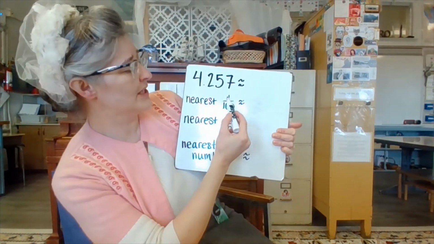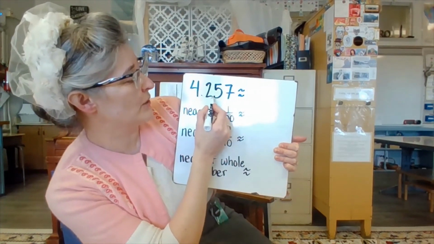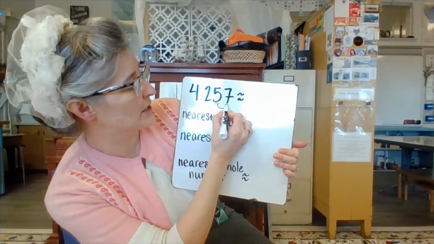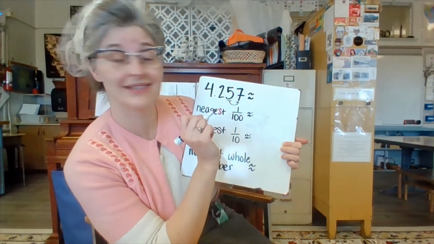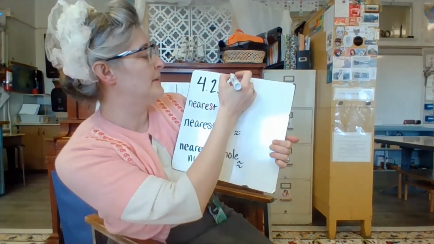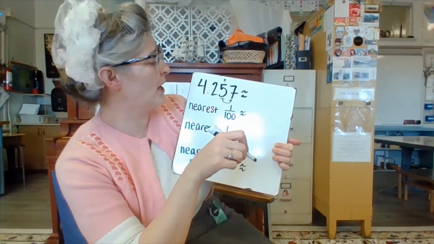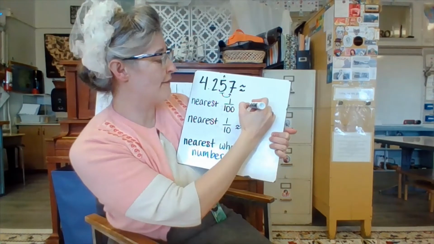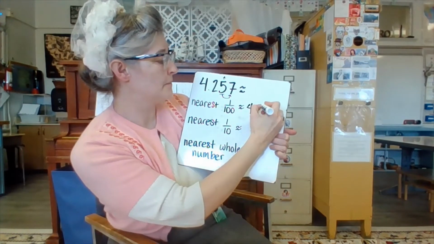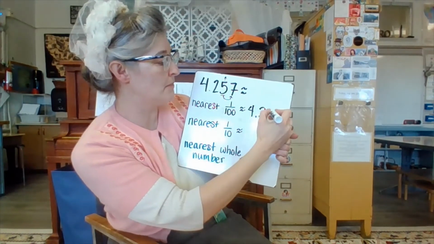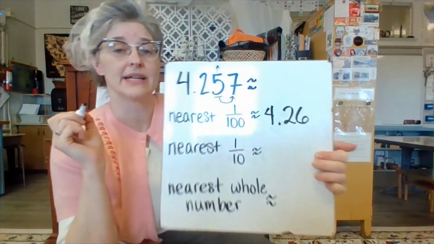So to the nearest hundredth, I will count over. Here's my hundredths. Go next door. Is it 5 or more? Yes, it is. That means this number will increase by 1. So I have 4 and 2, it will go up, 6.